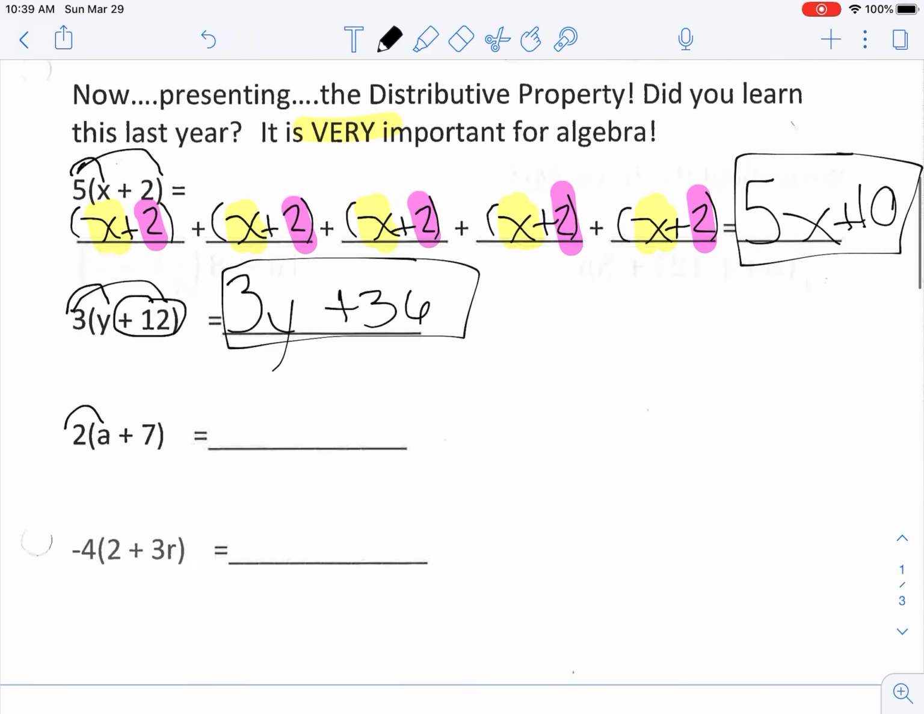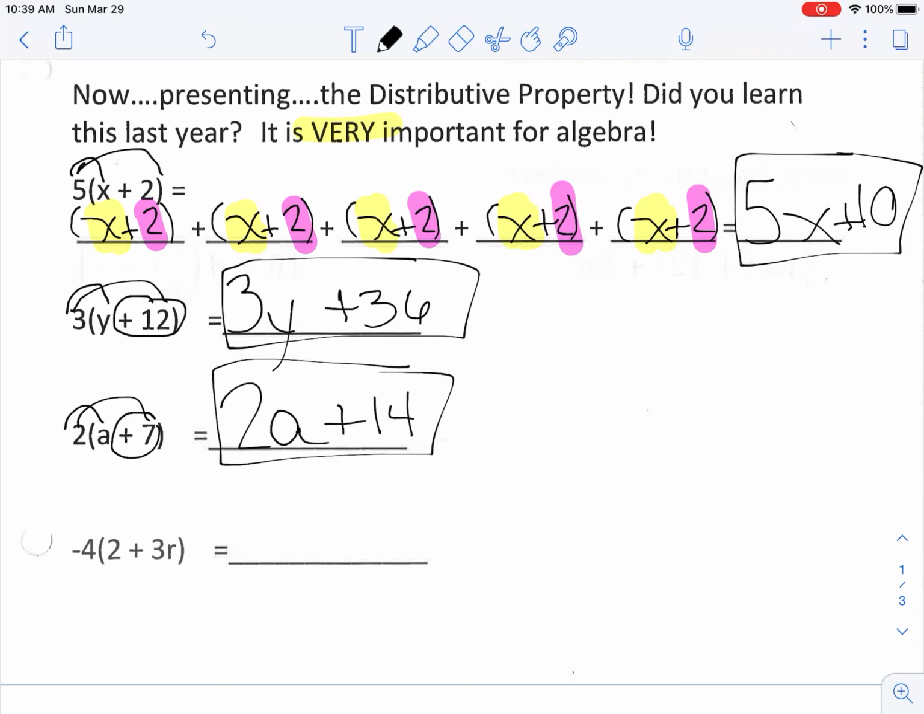2 times a is 2a. That's a positive 7. 2 times 7 is 14. You cannot combine a 2a with a 14. Those need to stay separate because they are not alike. All right, pay close attention on the last one here.